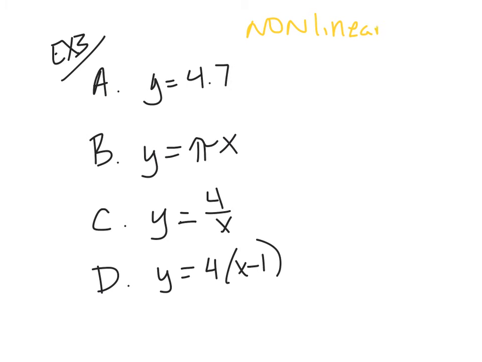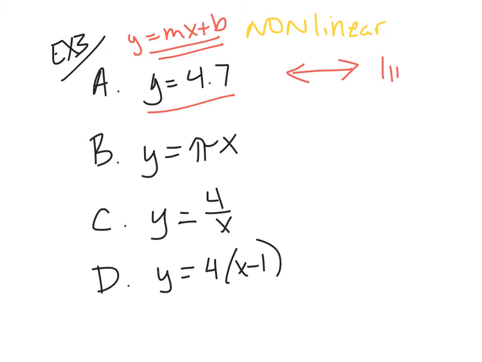Okay, well, do you remember what the equation of a line is? The equation of a line is y equals mx plus b. So all the equations that look like they're y equals mx plus b would be considered linear. So we just need to find the nonlinear one. So let's look at A. Y equals 4.7. Now it's missing the mx, but can you have a 0 for mx? Yeah. This just means it's a horizontal line right at 4.7, so this would be linear.